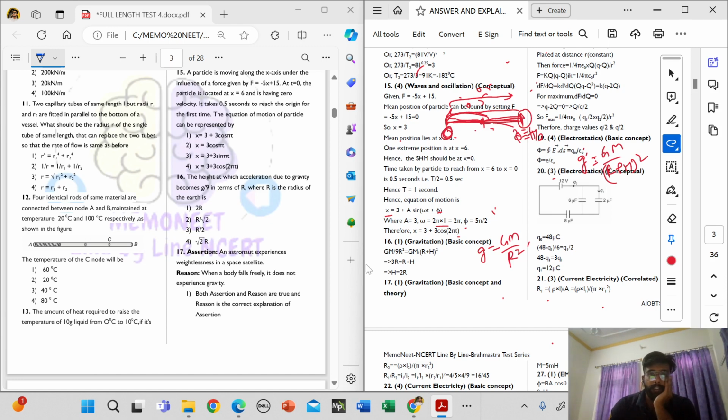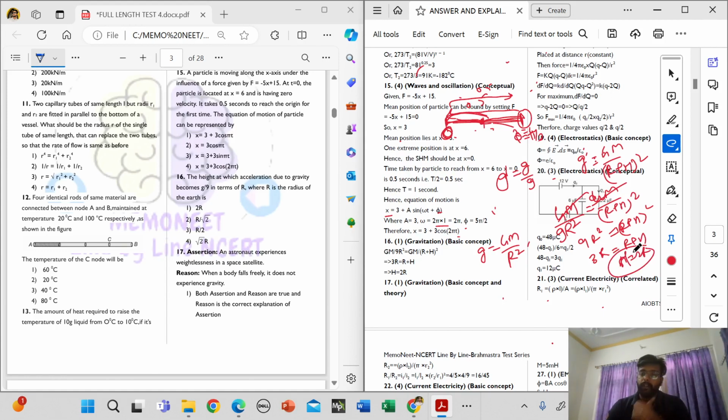Given here that the acceleration due to gravity becomes g by 9 at height h. This g dash becomes g by 9. So GM upon r square equals GM upon (r plus h) square. From here we get 9 r square equal to (r plus h) square. Taking root, 3r equals r plus h. h is equal to 2r. Simple question.